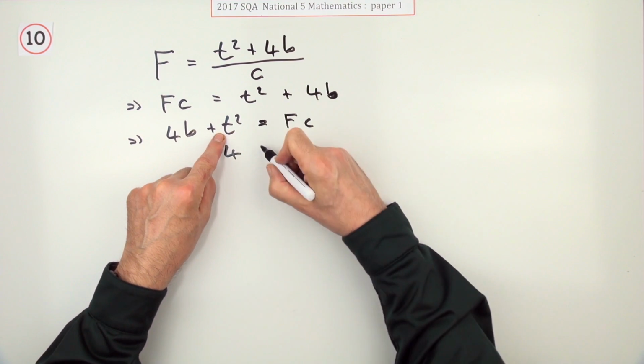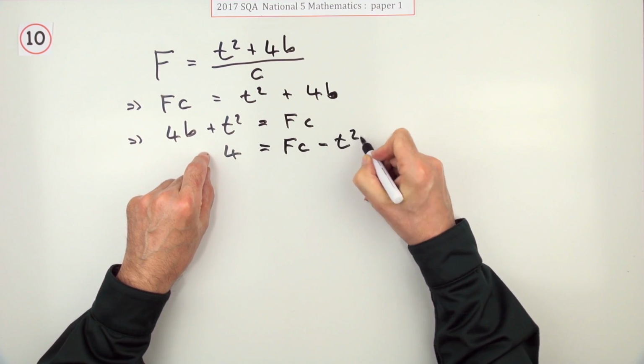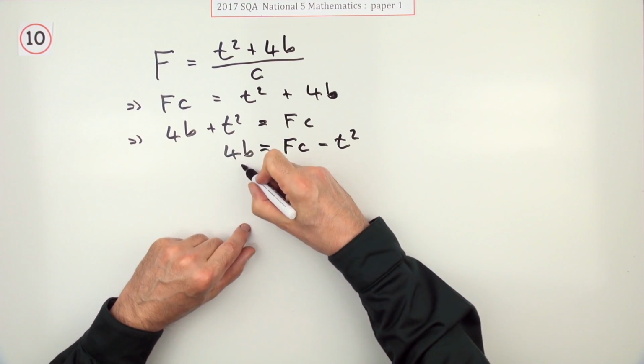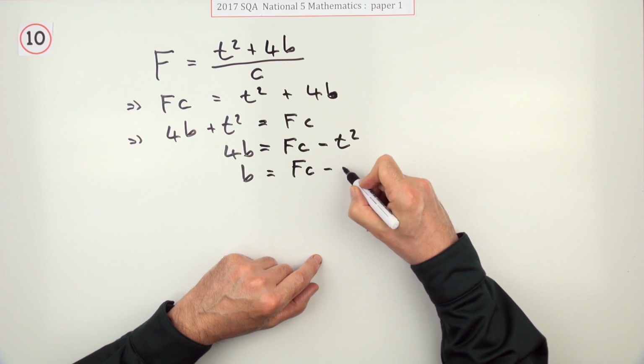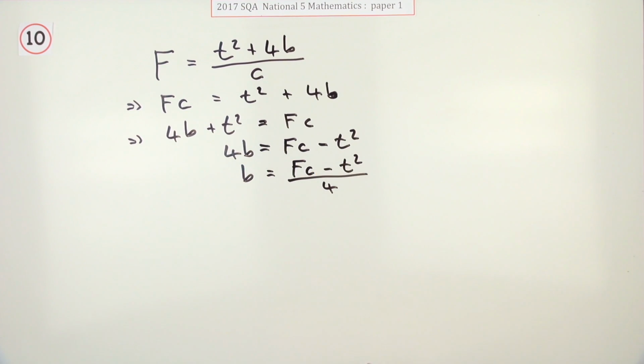Now that t squared is just a number that's added on. So I'll have fc minus the t squared when you take that over. So 4b will equal that. And finally, to get b itself, just divide by 4. So it'll be fc minus t squared, all divided by 4.